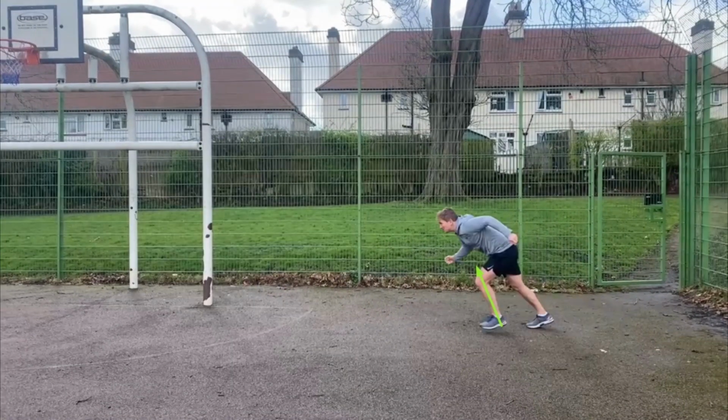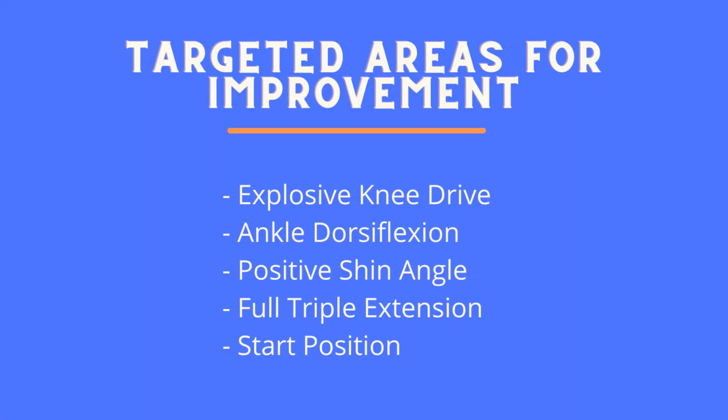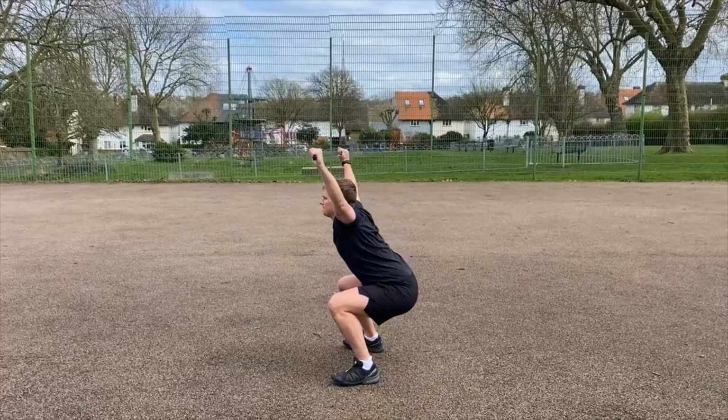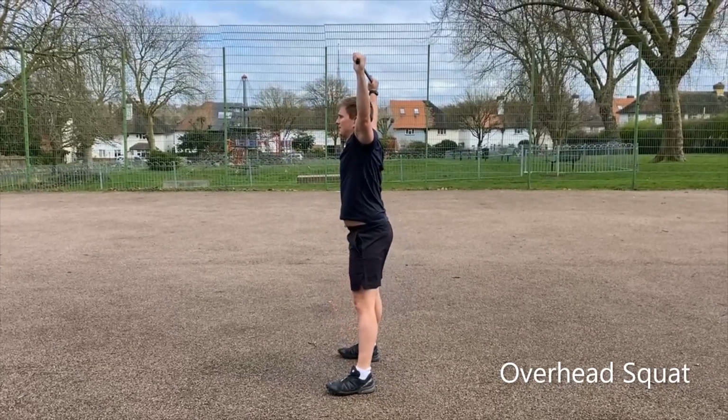Finally, the athlete lacks a strong positive shin angle, and as you can see, he doesn't reach full triple extension. The targeted areas for improvement are an explosive knee drive, ankle dorsiflexion, positive shin angle, full triple extension, and his start position.